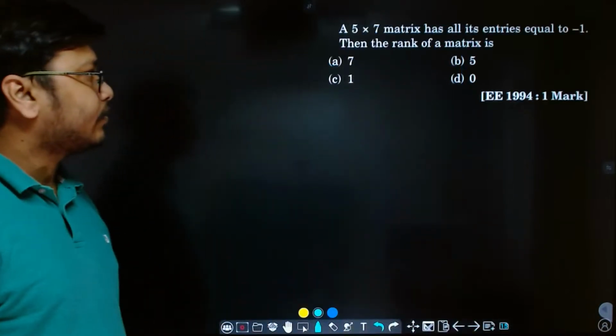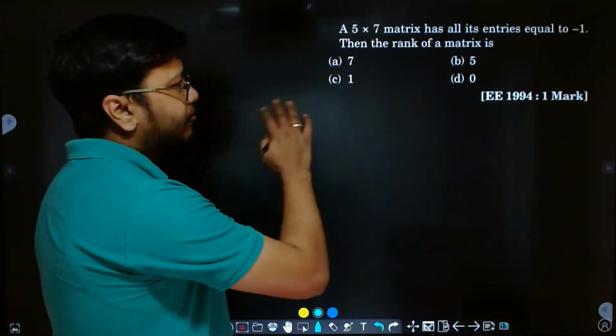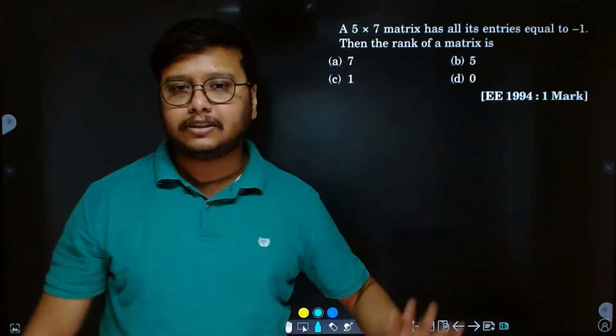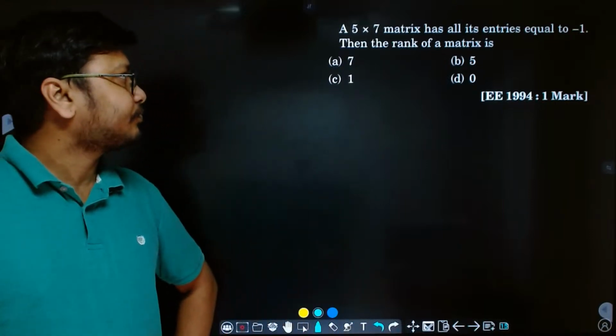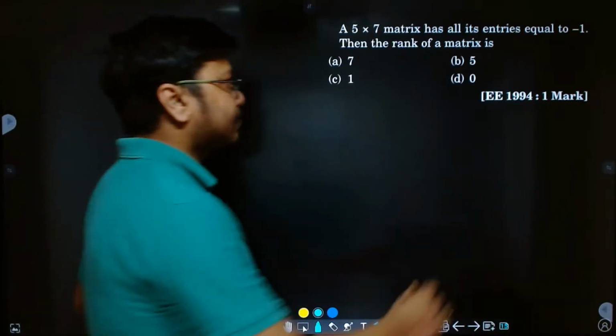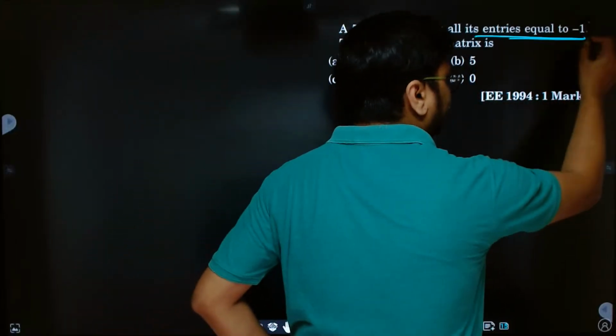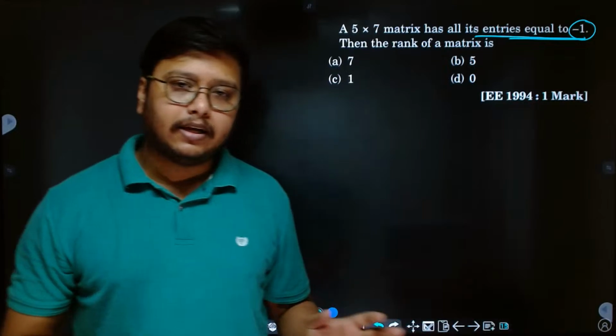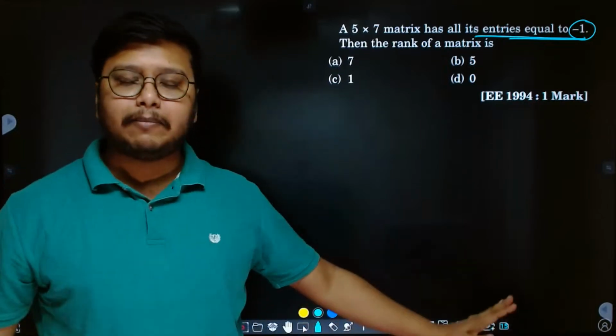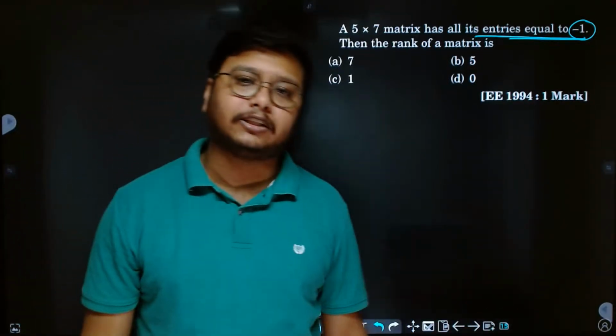Okay, let's do another question. Now this is again a very simple question. You should just look at the question and tell me the answer. All the entries are -1. Now -1 is not important. The important thing is all entries are the same. If a matrix has all the same entries, what will be the rank of such a matrix?